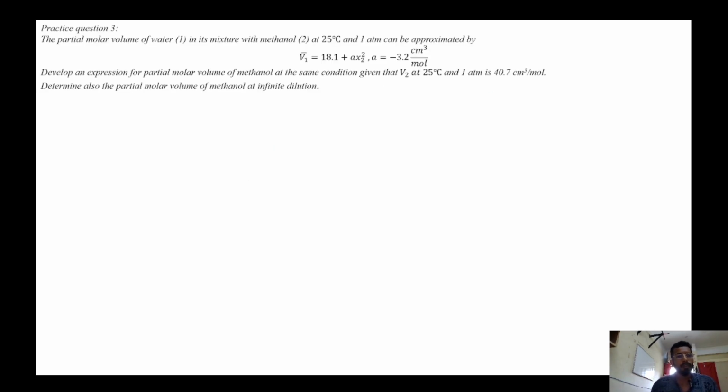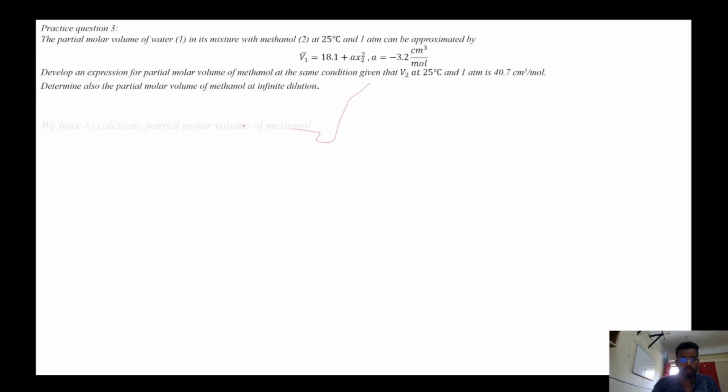The partial molar volume of water, component 1, in its mixture with methanol, component 2, at 25 degrees Celsius and 1 atm pressure can be approximated by V1 bar, partial molar volume of water, equals 18.1 plus A X2 square, where A is equal to minus 3.2 centimeter cube per mole. Develop an expression for partial molar volume of methanol at the same condition, given that V2 at 25 degrees Celsius and 1 atm is 40.7 centimeter cube per mole. Determine also the partial molar volume of methanol at infinite dilution.